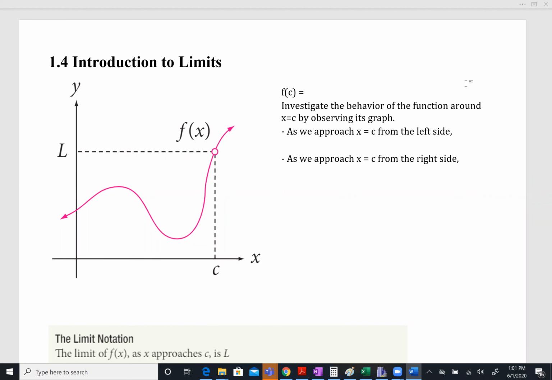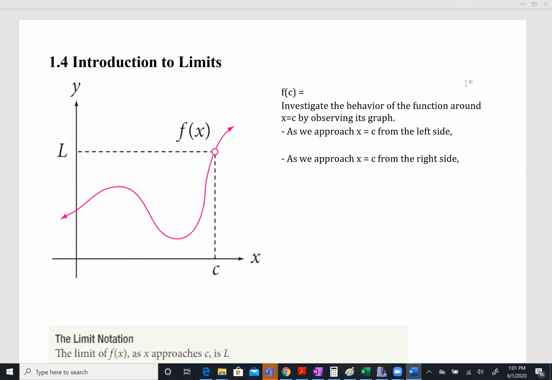Hi everyone. Today I'm going to talk about 1.4 Math on AP Calculus Business. This session is about an introduction to limits.